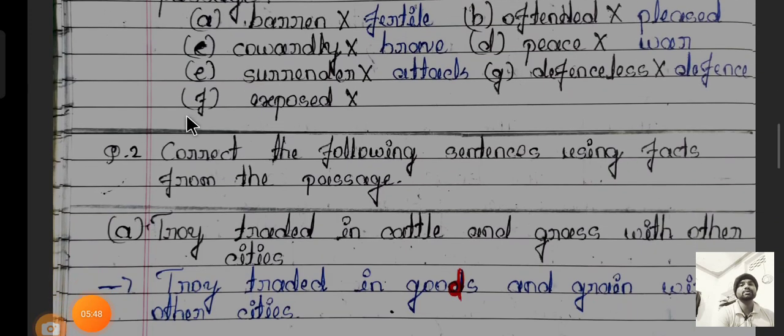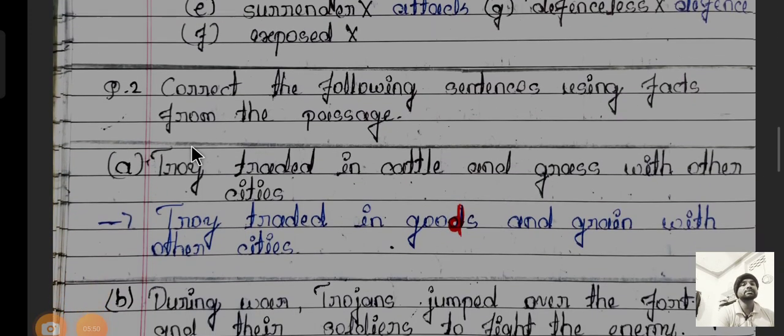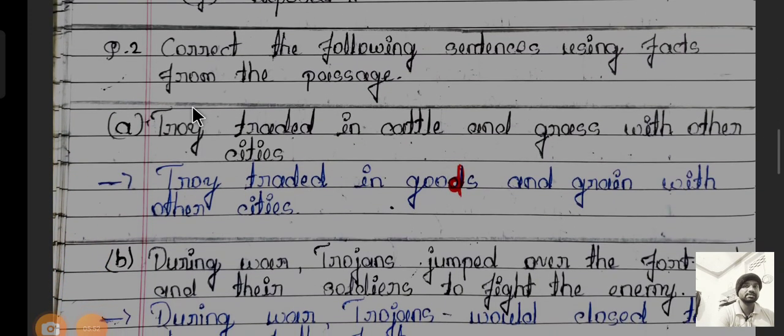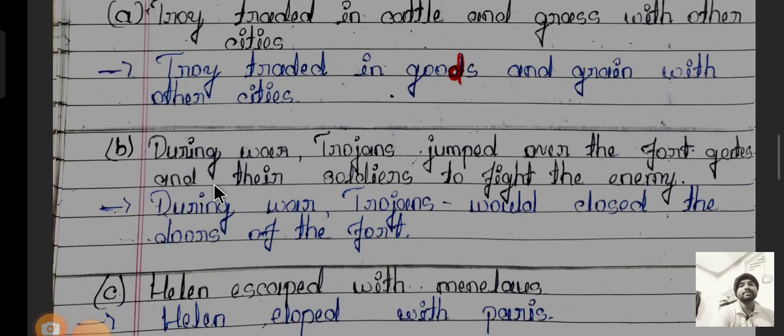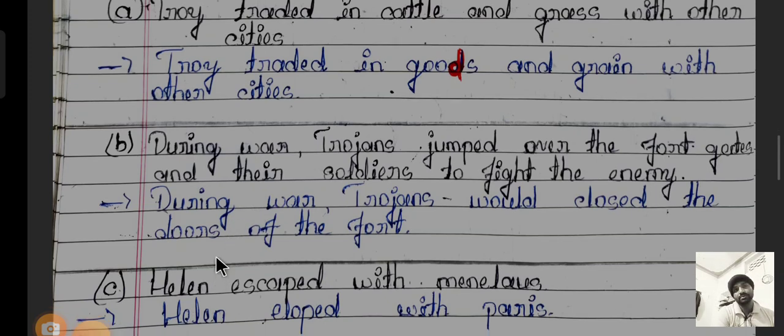Question number 2. Correct the following sentence using facts from the passage. Troy traded in cattle and grass with other cities. Troy traded in goods and grain with other cities. B. During war, Trojans jumped over the port gates and their soldiers to fight the enemy. During war, Trojans would close the doors of the port.